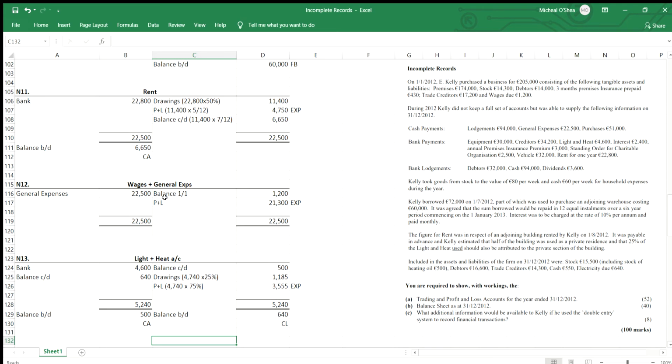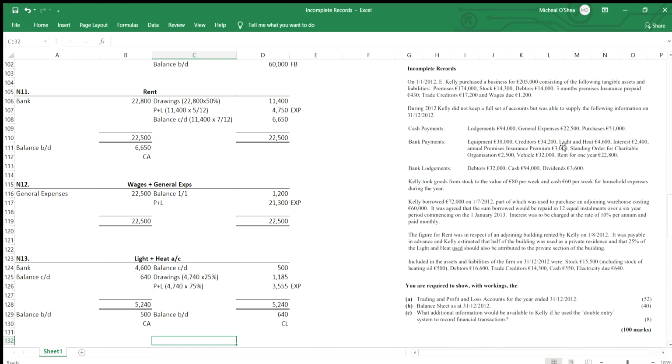My wages here, you can see that at the very top we have wages due, but if you look through the rest of the question, wages does not appear anywhere. Now this needs to be dealt with somewhere. So just like sundry expenses or anything like that, I'm going to find something here to throw this wages in, and I can see there's general expenses. So I'm going to call this wages and general expenses.